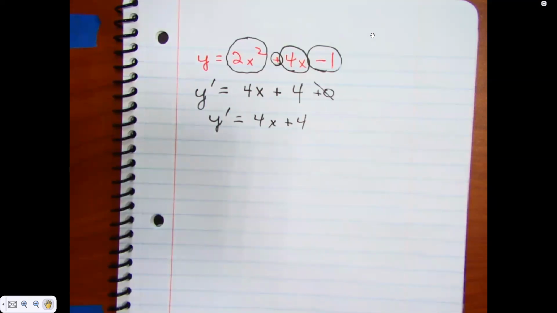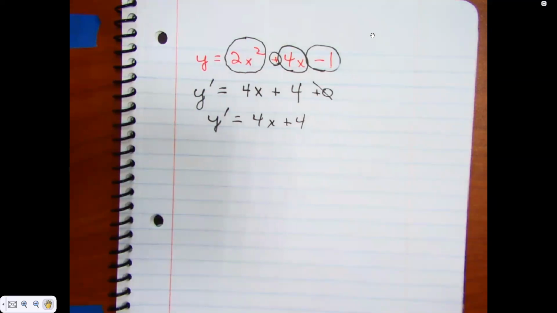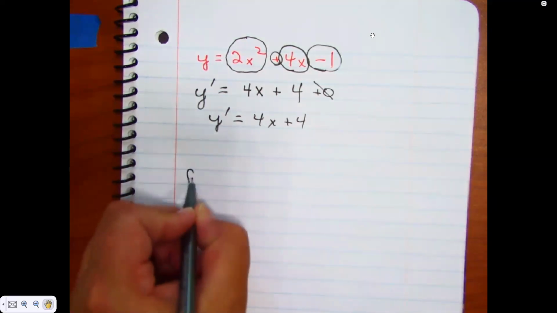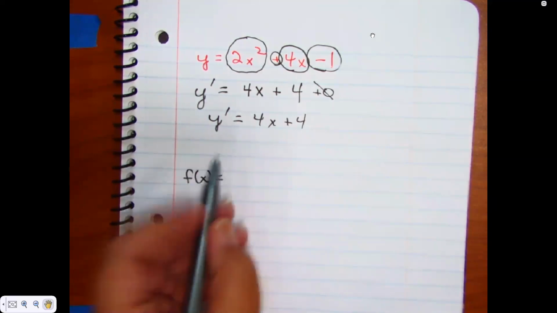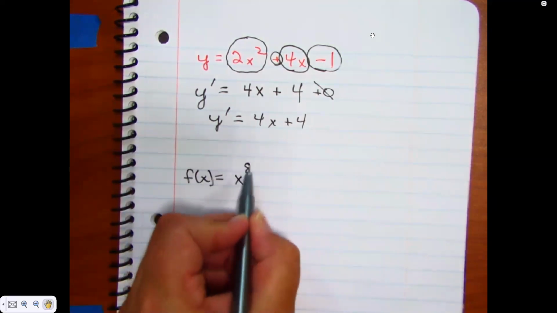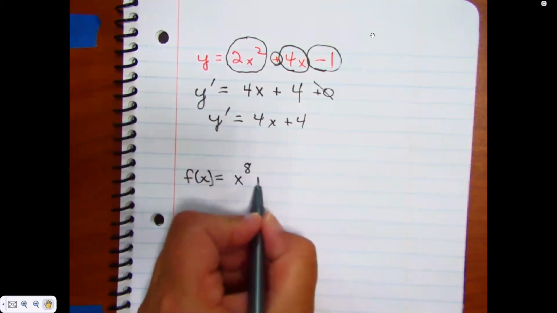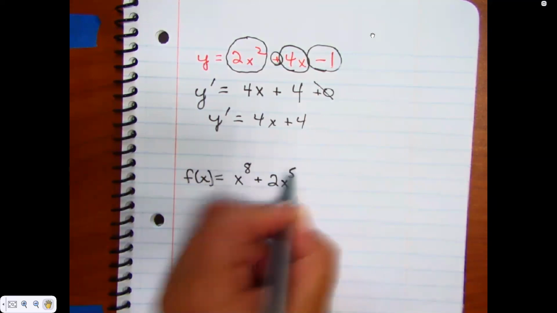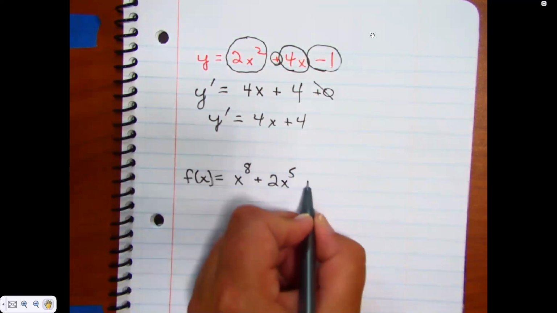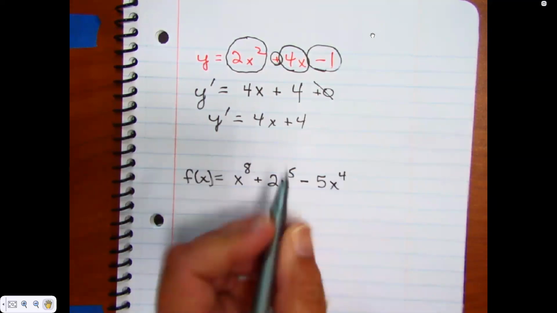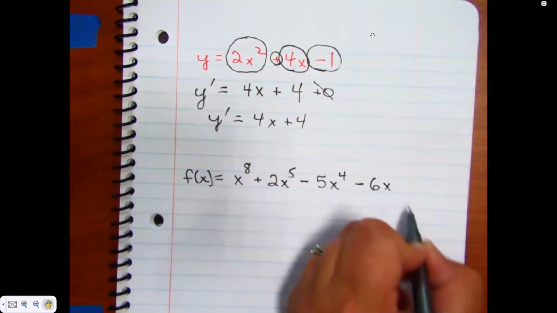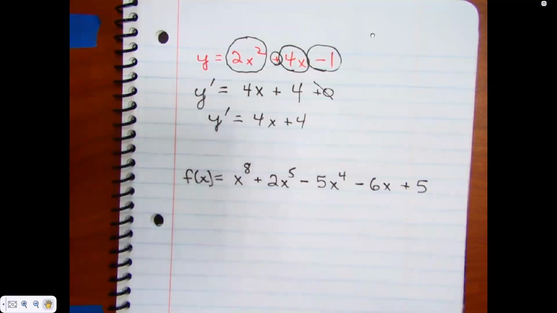All right, how about, okay, let's do, should we do a long one? Let's do f of x equals x to the 8th plus 2x to the 5th minus 5x to the 4th minus 6x plus 5. Directions are find the derivative.